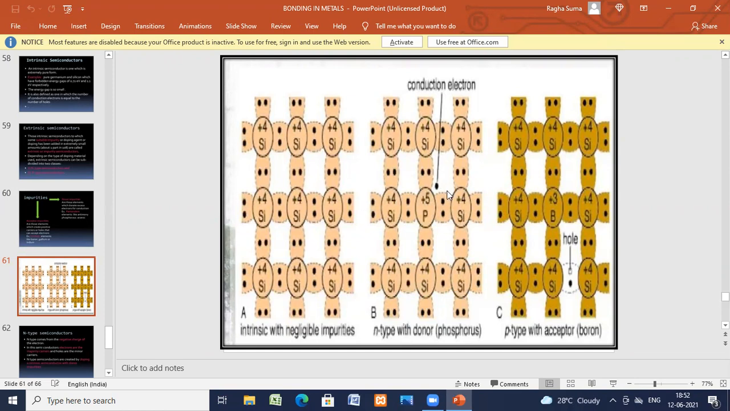If a fourth group element is replaced by a fifth group element, then there is excess electron, excess negative charge, and that is n-type. And if the fourth group is replaced by a third group element, a hole is created, and the movement of the hole creates the movement of the electron. That is due to the positive charge, so we call it a p-type semiconductor.